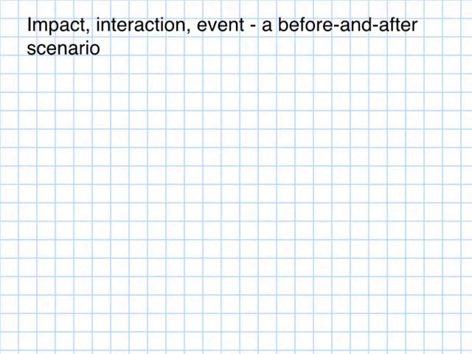I've typed down some of the key words that I think of when I read this problem. I read it and I realize it's an impact problem. There's an interaction, an event. It's a before and after scenario. These are all cues that momentum is going to be a great tool for solving this problem. Specifically, this is definitely an impulse momentum problem. So let's remember what impulse momentum is. Impulse momentum, we have J, that's the impulse, is equal to the change in momentum, delta P.